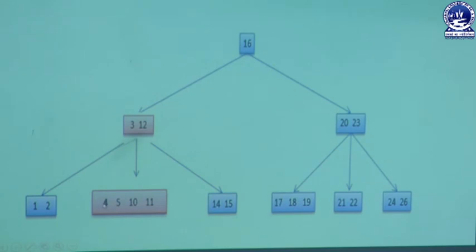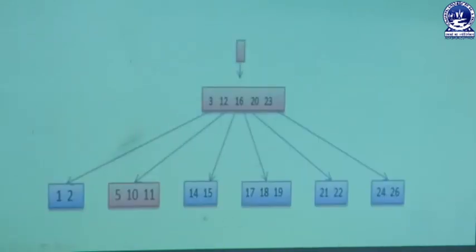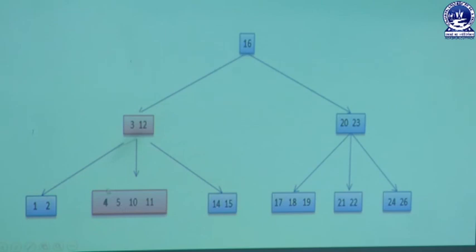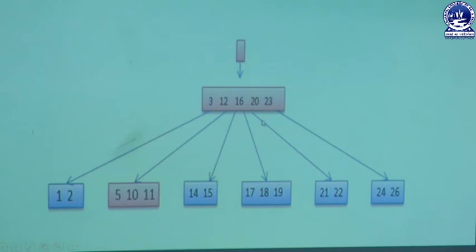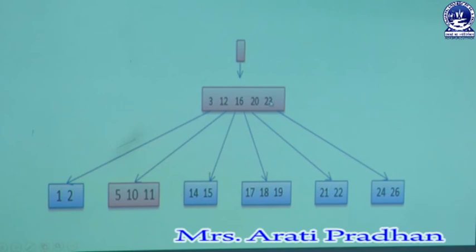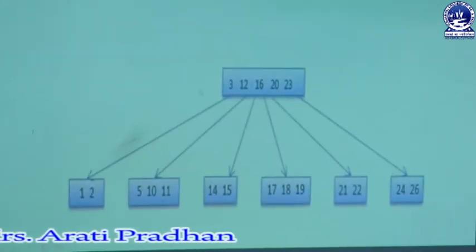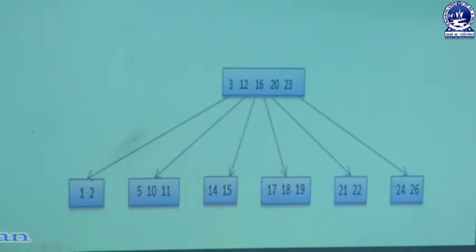When we delete 4, what happens? Exactly, the total structure will be changed. The root will be merged. Here you can see that when we delete 4, the 3 to 12 range will contain 5, 10, 11 and 4 will be deleted. But as per the rule, here we are merging the root and now the root is 3, 12, 16, 20, 23, and the tree will look like this. The final tree will look like this.